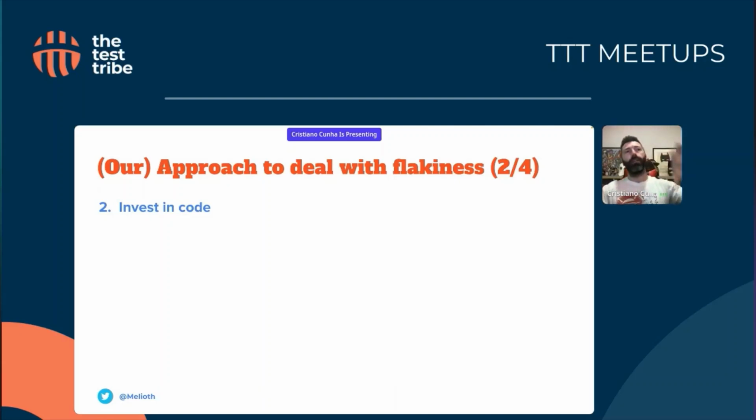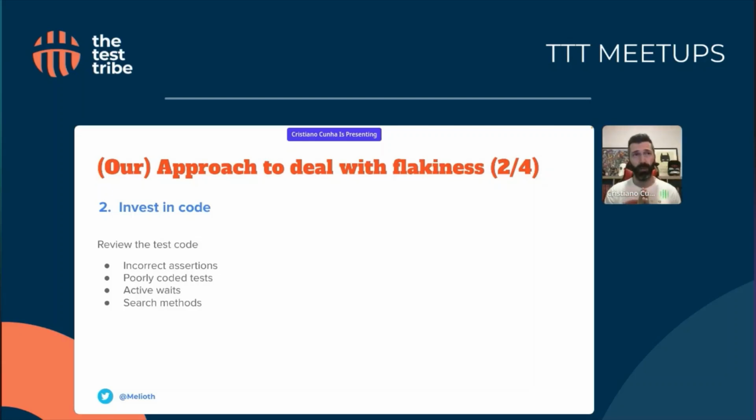On the second thing, invest in code. Like I said, tests or automated checks are code. So you need to review the test code. Check if you have incorrect assertions, if you are doing the right assertions or not. Check the code and take advice from your developers, because they are the ones used to build code. If you have built it and you are not that familiar with it, run them through your developer peers, because they will help you create code that is up to the standards.